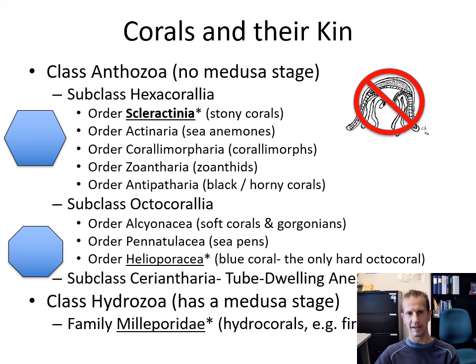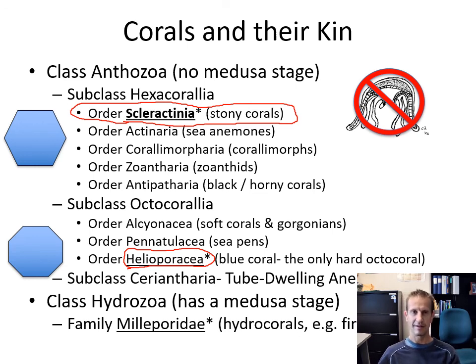I underlined and bolded the order Scleractinia within the subclass Hexacorallia because those are the stony corals. So the majority of the classic reef-making corals that we have today are in the order Scleractinia. I underlined but didn't bold the Helioporacea because this is one type of coral that is also hard and reef-forming, but it's the one that doesn't happen to be in the order Scleractinia.